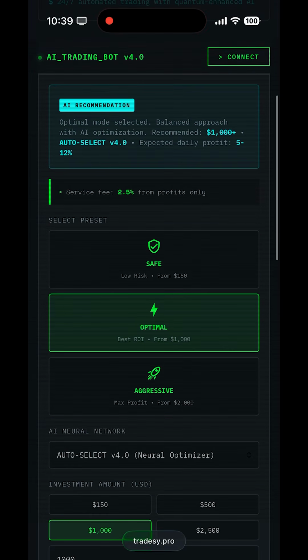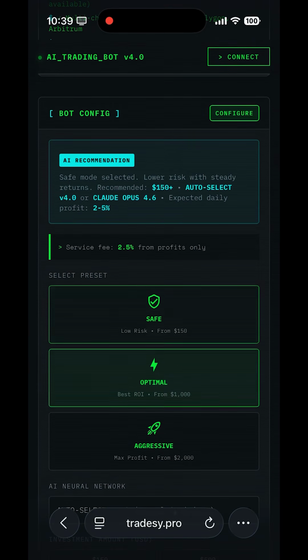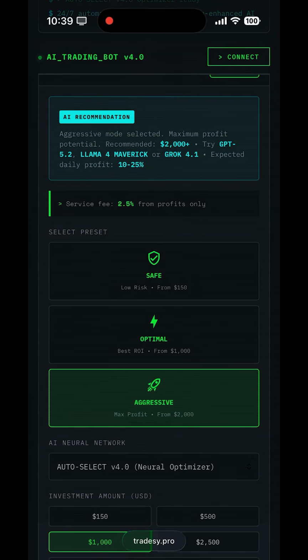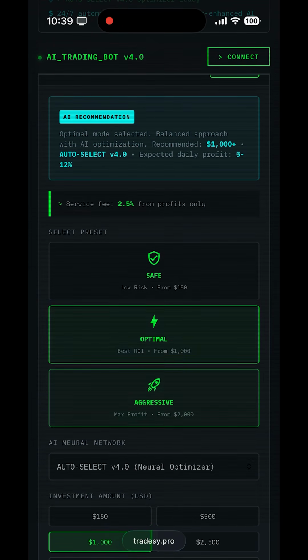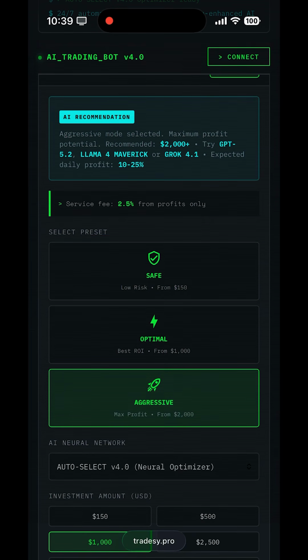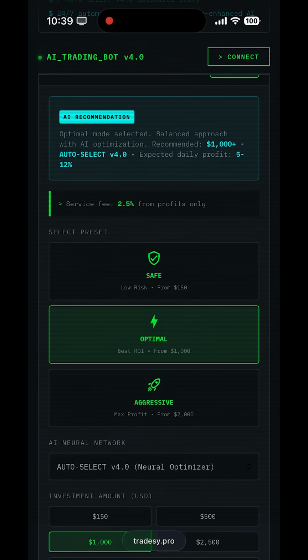So, taking the setup one step at a time because each setting here actually does something specific. Starting with preset selection: safe, optimal, aggressive. On USDT, this choice plays out a bit differently than on volatile assets. Since there's no dramatic price movement to account for, the preset is mostly defining how aggressively the system hunts for spread opportunities and how much capital it deploys per position.